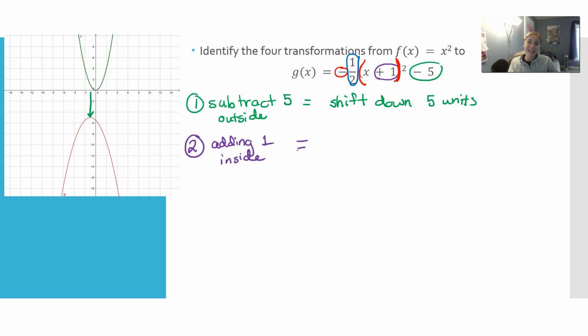Now, when you're adding inside, it's common to want to move to the right because you think positive to the right, negative to the left, but it's actually flip-flopped. So when you're adding inside, you're actually going to move to the left. So we're going to shift to the left 1 unit. And that's just because we're adding one more possibility to our problem. So you can see here that it did shift to the left by 1 unit as well.